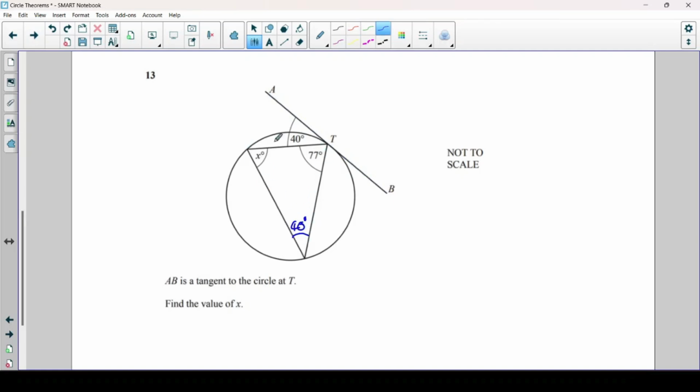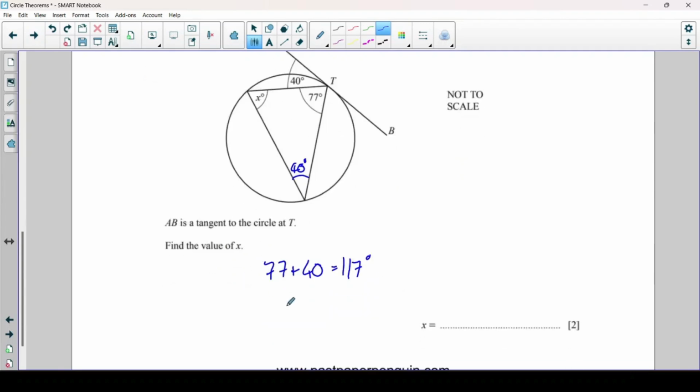So let's fill in that one, that's 40 degrees, alternate segment theorem. Now we're going to add those up and subtract from 180. 77 plus 40 is 117, and then 180 take away 117 is 63 degrees.